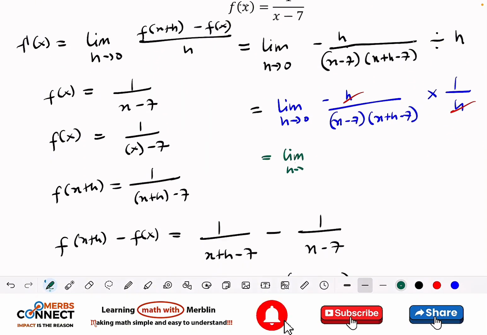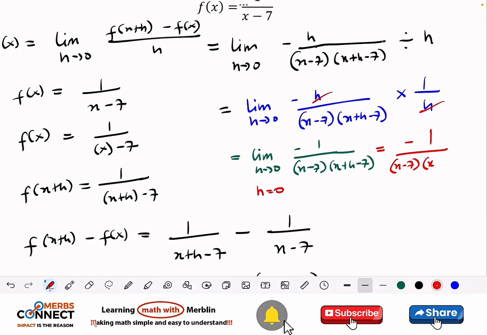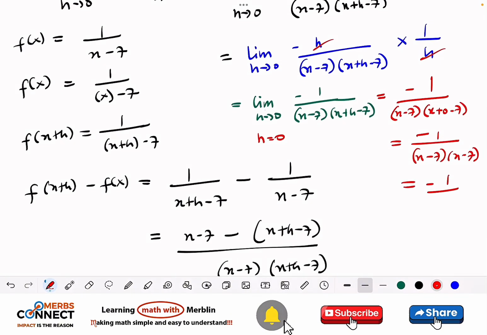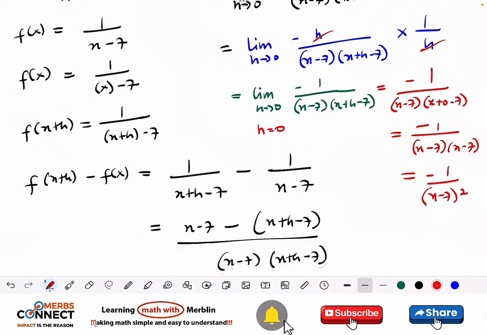So this is limit h approaching 0, and this one is going to be minus 1 divided by x minus 7, x plus h minus 7. Now the h which was worrying us is gone, so we can set h to 0 and just do substitution. This is going to give us minus 1 divided by x minus 7, and then x plus 0 minus 7, which gives us minus 1 divided by x minus 7 times x minus 7, and this gives us minus 1 divided by x minus 7 squared. Good.